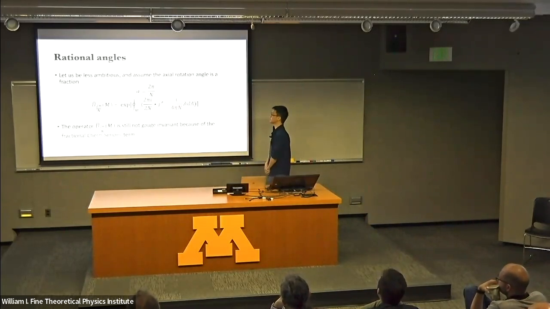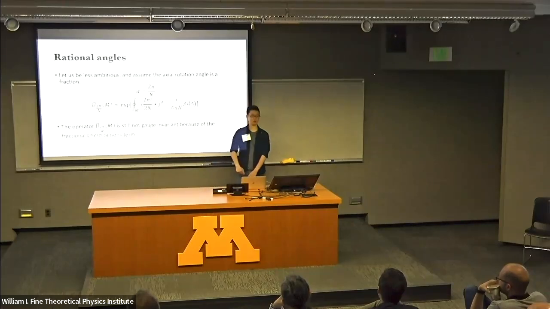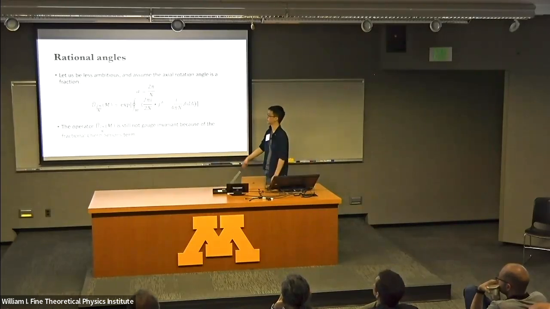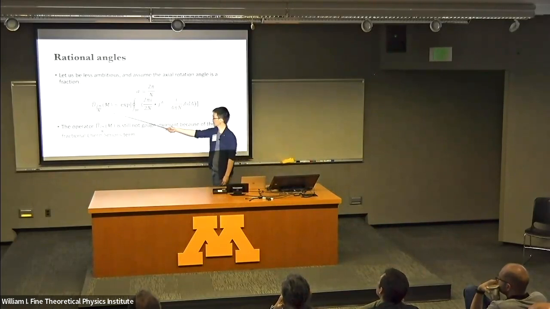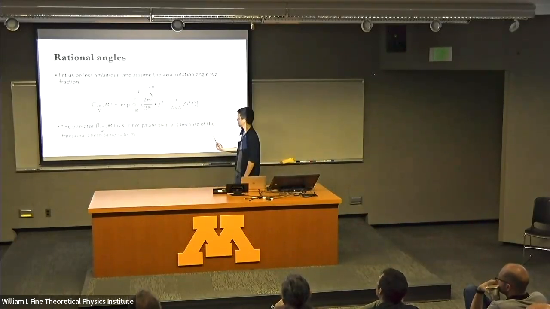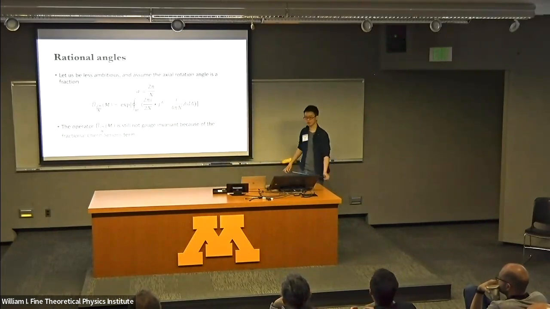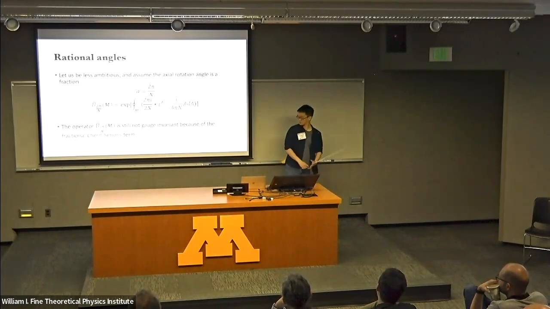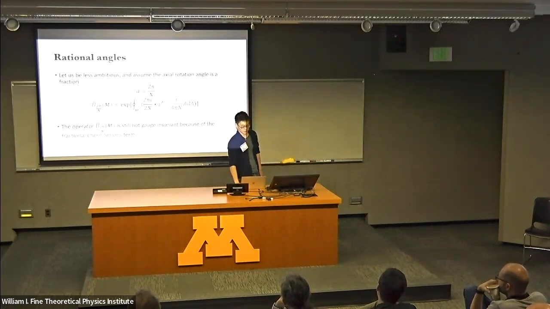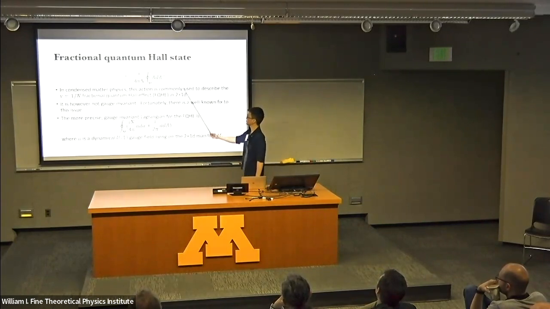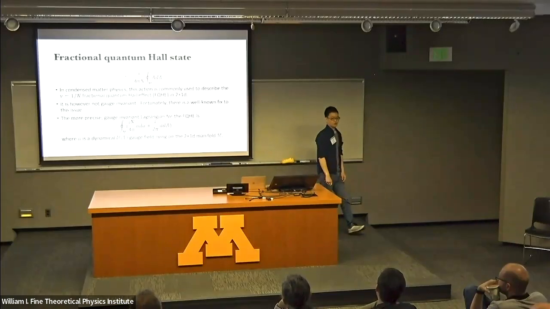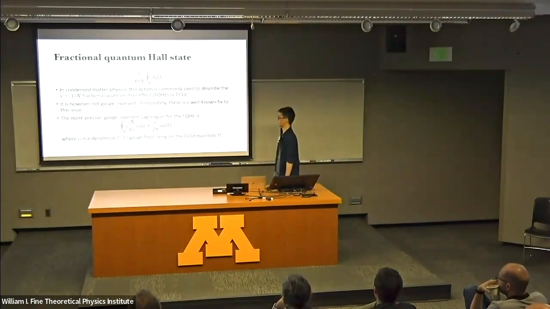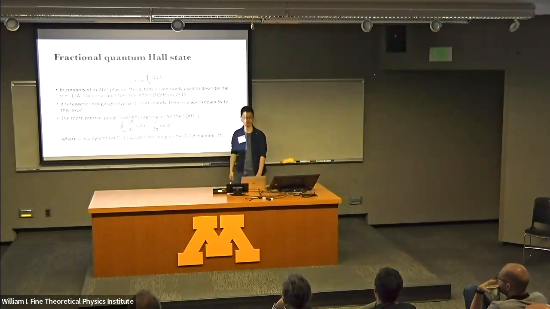Okay, well, let's be less ambitious and assume that the axial rotation angle is a fraction, 2 pi over n for some positive integer n. Now this U hat takes this form. All right, it's still not gauge invariant because this term is not a properly quantized Chern-Simons term. A Chern-Simons term is properly quantized if it's an integer over 4 pi. This one is fractional, so we still haven't made it yet. But this term is extremely famous. In condensed matter physics, this is the term that's commonly used to describe the fractional quantum Hall state. It's not gauge invariant, but fortunately, there's a well-known fix to this issue.